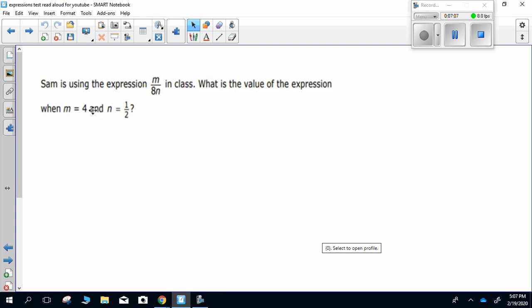And finally, Sam is using the expression m over 8n in class. What is the value of the expression when m equals 4 and n equals 1/2?